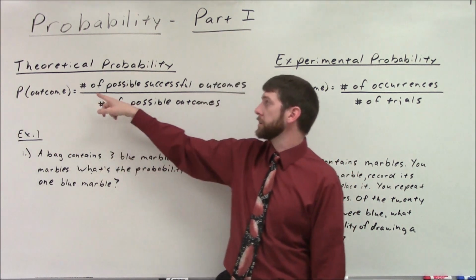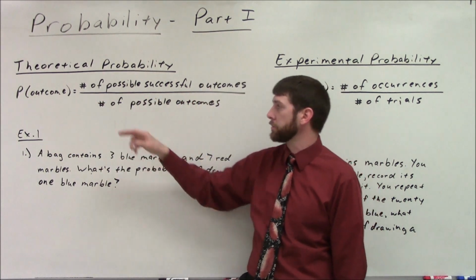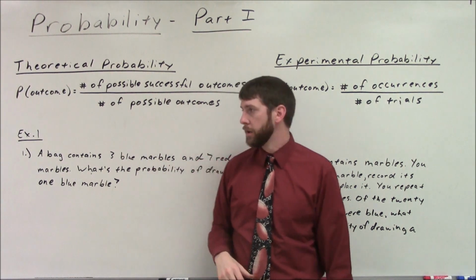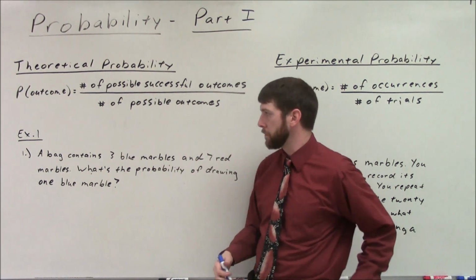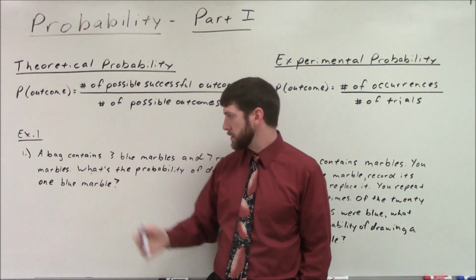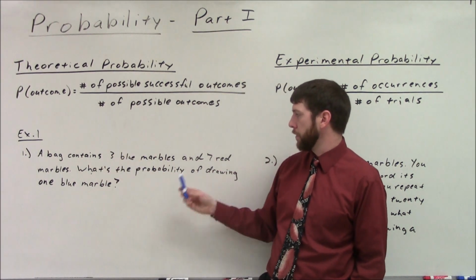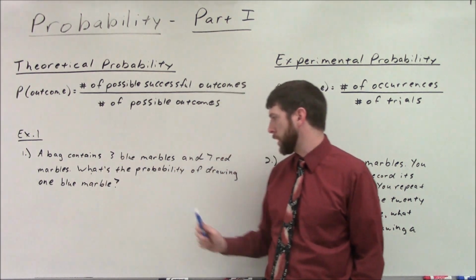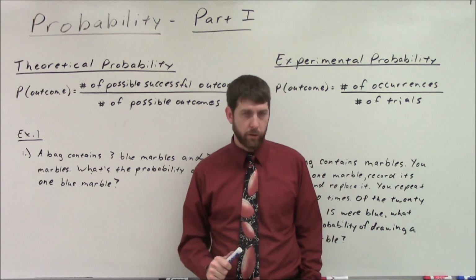Probability of an outcome is the number of possible successful outcomes divided by the number of possible outcomes. So number of successes over total number possible. So for instance, a bag contains 3 blue marbles and 7 red marbles. What's the probability of drawing 1 blue marble?